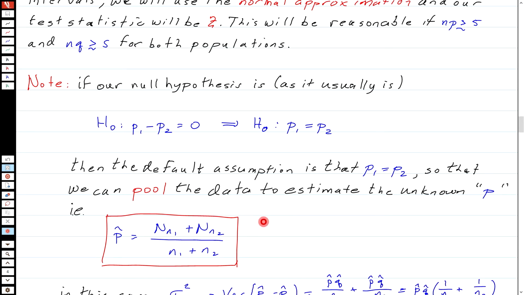And so how do we pool the data? Basically, we just count up the total number of successes from population 1, add it to the total number of successes from population 2, and divide by the total number of trials, N1 plus N2.